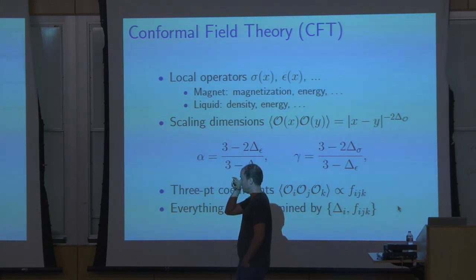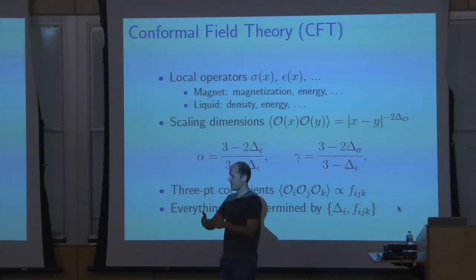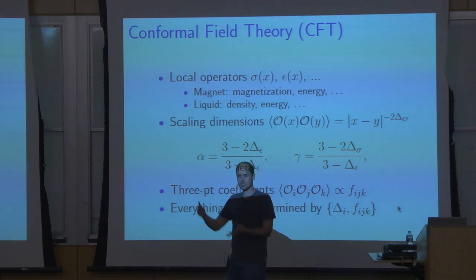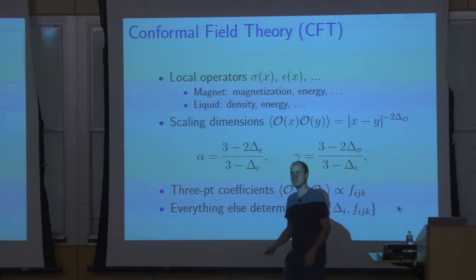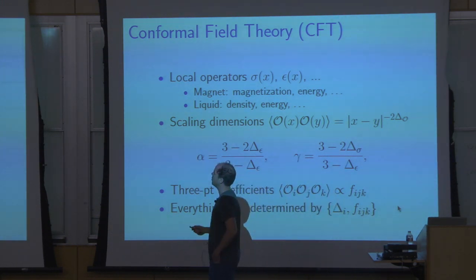For example, in a magnet, you could measure the product of magnetizations of things in a little spiral shape, where the spiral is near a point. So there are lots of things. There are an infinite number of things that you could measure at a point, and these things are called local operators. And so we give them names: sigma, epsilon, etc.